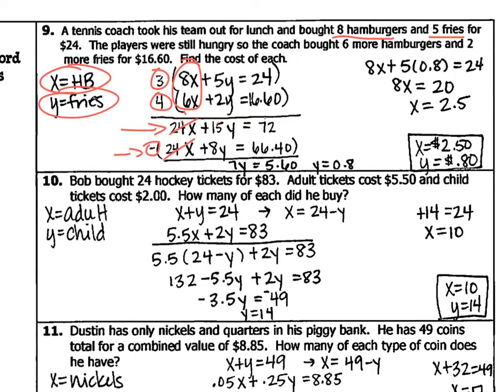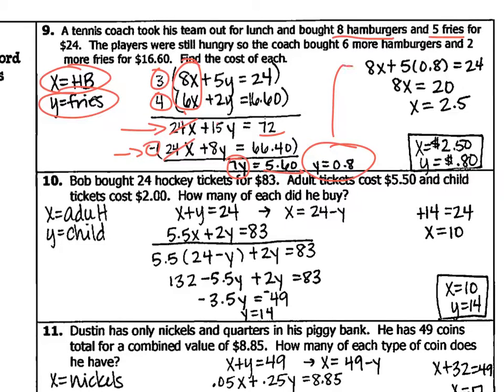15, now remember it's a minus here, so 15 minus 8 is 7y, and then $72 minus $66.40 is $5.60. You then divide by 7 here, and you get y is equal to 0.8 or 80 cents. So that's how much a fry is. But now we got to find out how much is a hamburger.